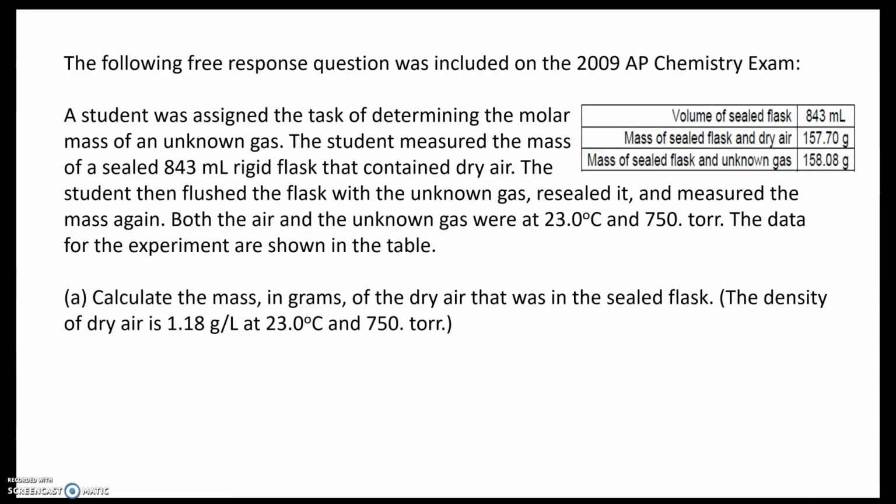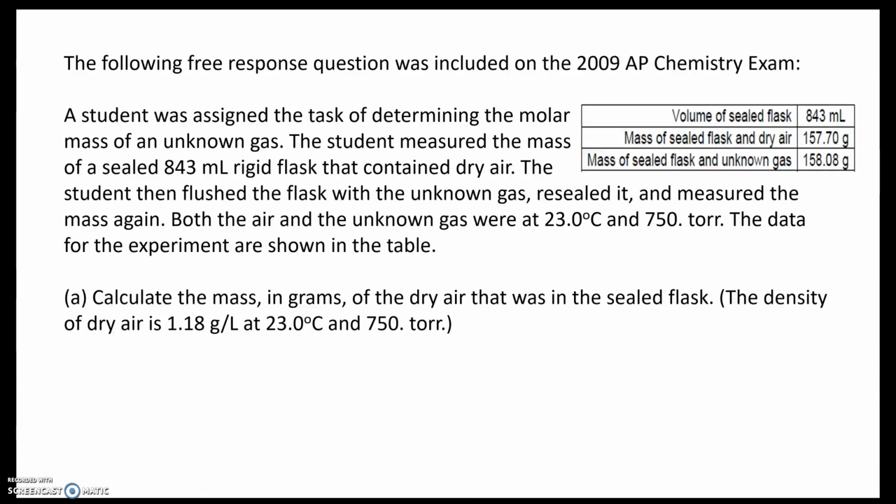They measured the mass of a sealed 843 milliliter rigid flask that contained dry air. The student then flushed the flask with the unknown gas, resealed it, and measured the mass again. Both the air and the unknown gas were at 23 degrees C and 750 torr. The data for the experiment are shown in the table.